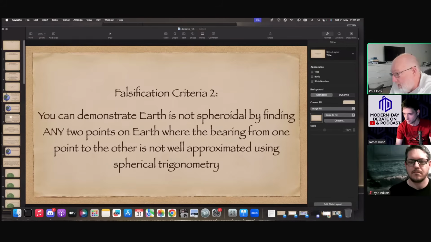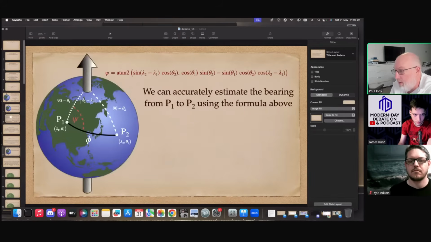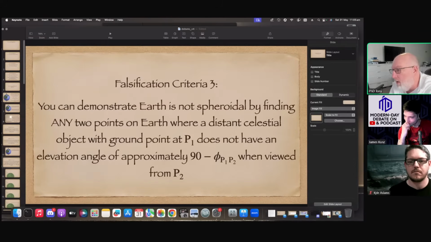It gives us another falsification criterion. You can demonstrate the Earth is not spheroidal by finding any two points on Earth where the bearing from one point to the other is not well approximated using spherical trigonometry. Again, we can solve for that angle psi, how far east of north we need to go in order to get from point 1 to point 2, and if that formula is shown to be inaccurate for any two points on Earth's surface, then the Earth cannot be spheroidal.